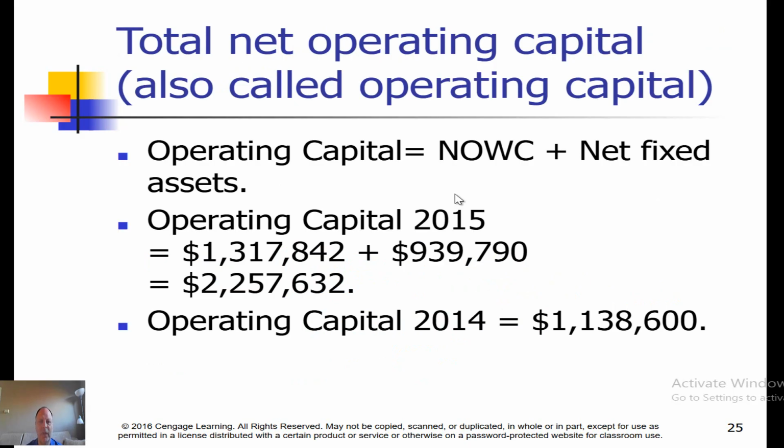Our total operating capital is NOWC plus net fixed assets. Our operating capital, therefore, for 2015 is what we just calculated of 1,317,842 plus the net fixed assets of 939,790, giving the operating capital for 2015 of 2,257,632, a large increase from 2014 of 1,138,600.